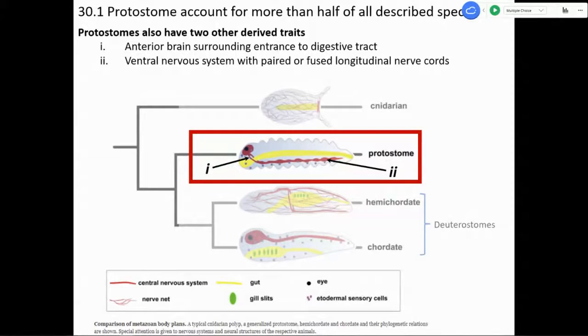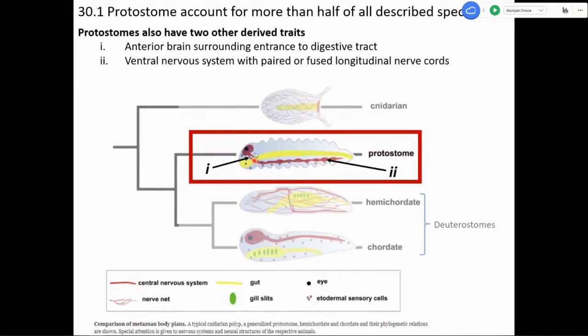Another distinction of the protostomes is the way that their nerves develop. You remember, not all animals have nerves, but the cnidarians do, so jellyfish and corals and things like that, and deuterostomes do as well. We talked about how cnidarians have nerve nets, so do the ctenophores. In protostomes, they have a central nervous system, so highly coordinated.